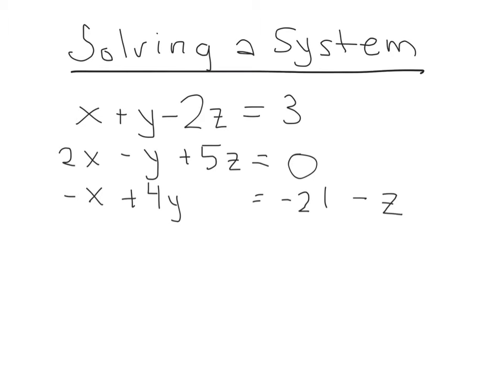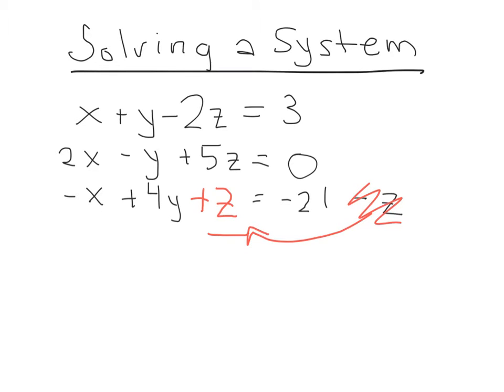To begin with, we want to make sure that our system is written so that all variables line up. In the third equation, the z is in the wrong place. It should be on the left side of the equal sign. So I'm going to move it over to be plus z. Then I have my equal signs and my constants on the right-hand side. This is the format we want.